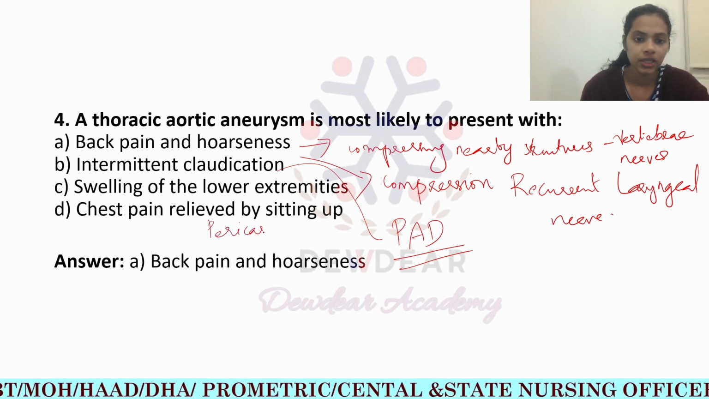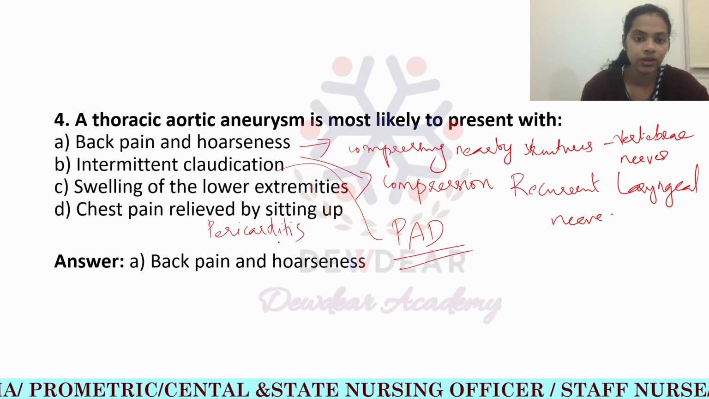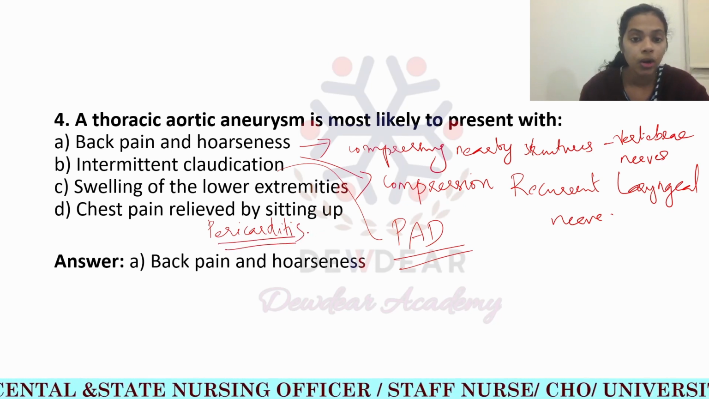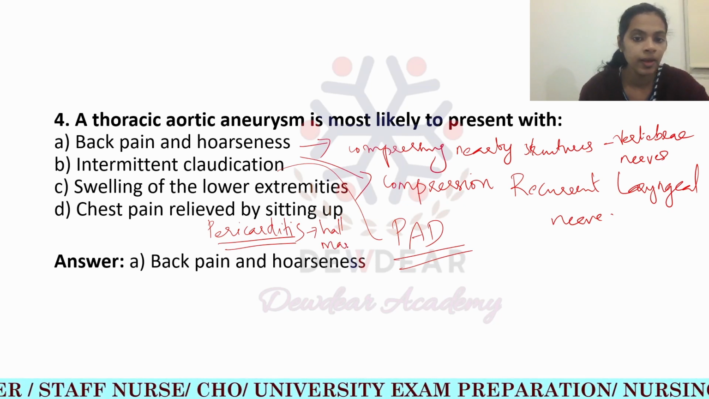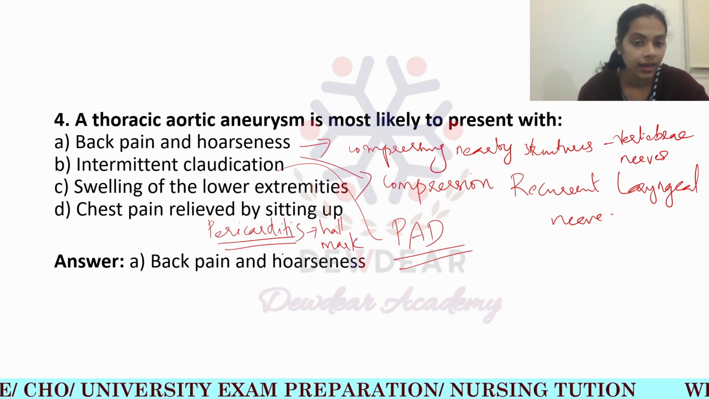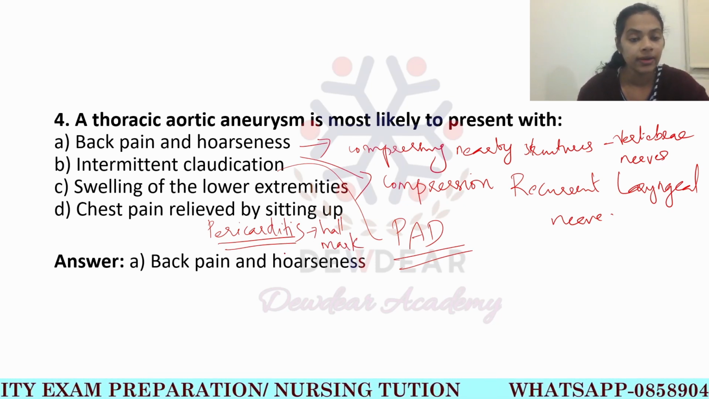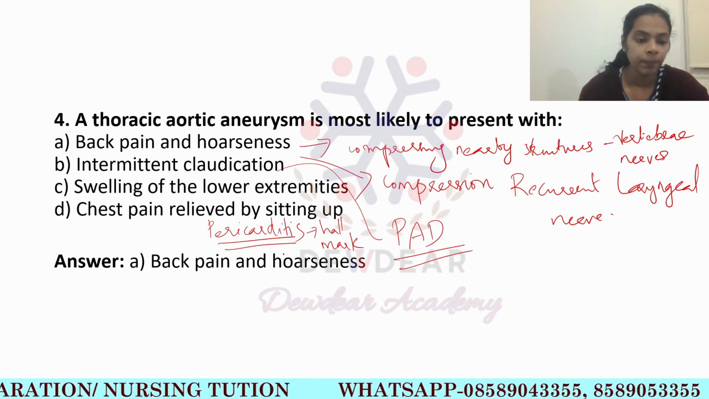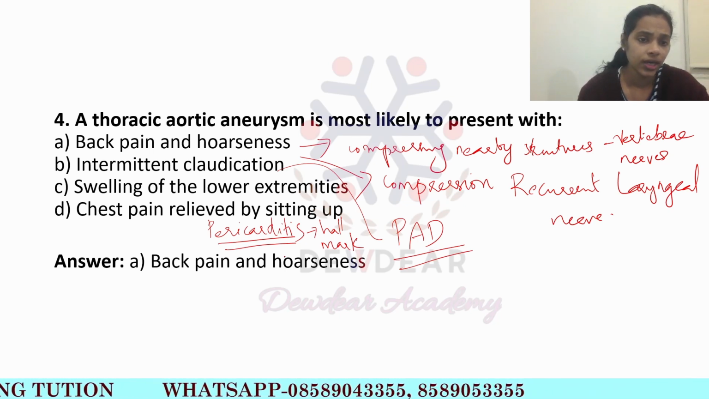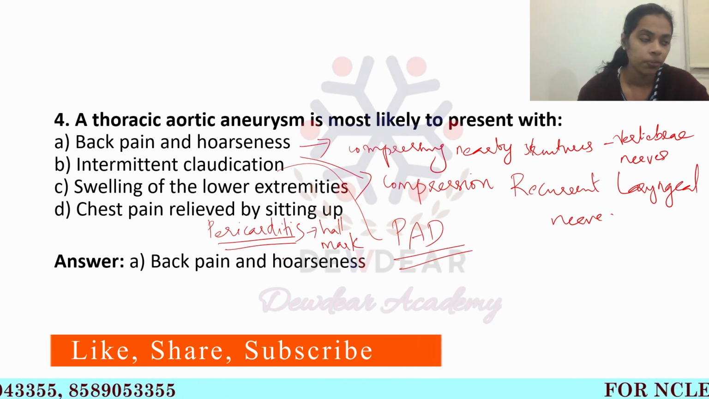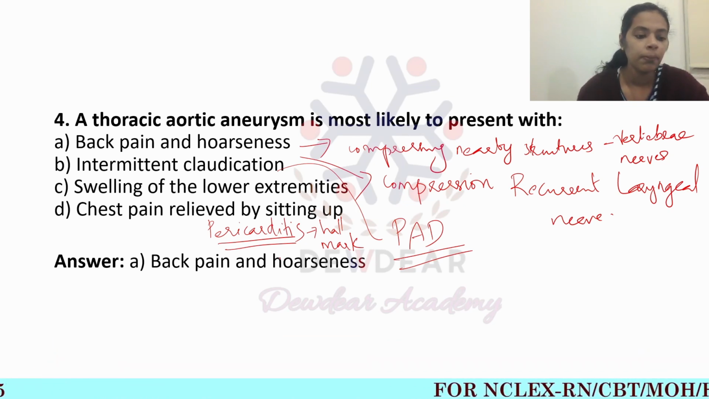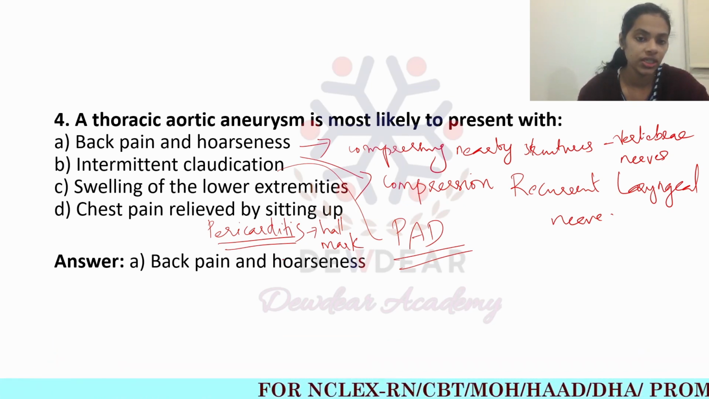Pericarditis means inflammation of the pericardium. The hallmark symptom of pericarditis is chest pain that is relieved by sitting up. Thoracic aortic aneurysms can also cause chest pain because of compression or pressure on the surrounding structures, but it is not relieved by position changing.